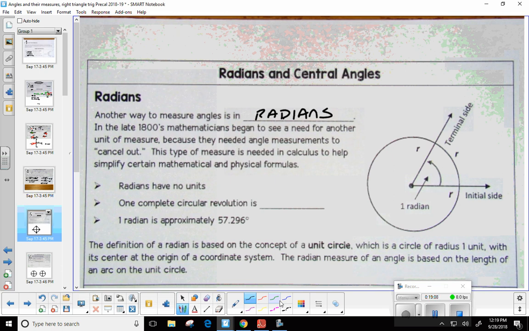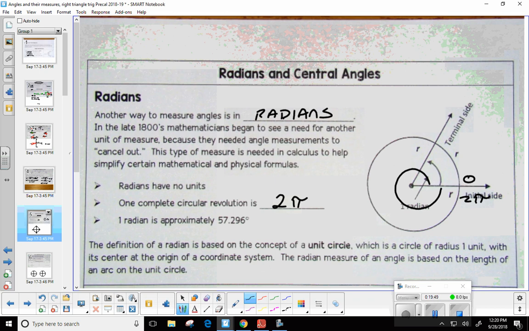So we needed some type of measurement to go ahead and associate with distances because we want to know how far objects are traveling in a circular path. Okay. And that's where radians came in. Well, a couple things about radians. They have no units. One complete circular revolution. If I start in standard position and rotate all the way around, can anybody tell me how many radians in pi that is? If not, that's okay. It's 2 pi. One full revolution is 2 pi radians.